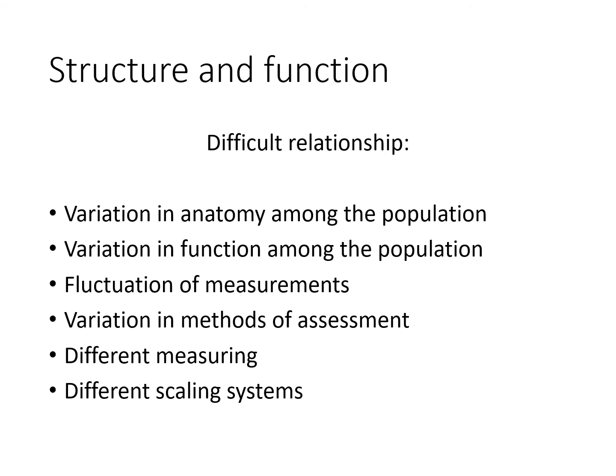So structure-function is a difficult relationship, and there are different reasons why this correlation is not so easy to find. Variation in anatomy among the population is one reason. Another reason is the variation in function among the population. Fluctuation or noise of measurements. Variation in the method of assessment. Different measuring and different scaling systems are the main reasons why this correlation can be difficult.